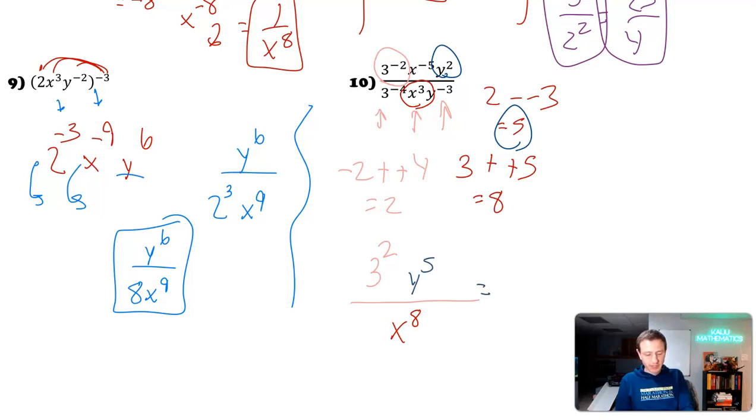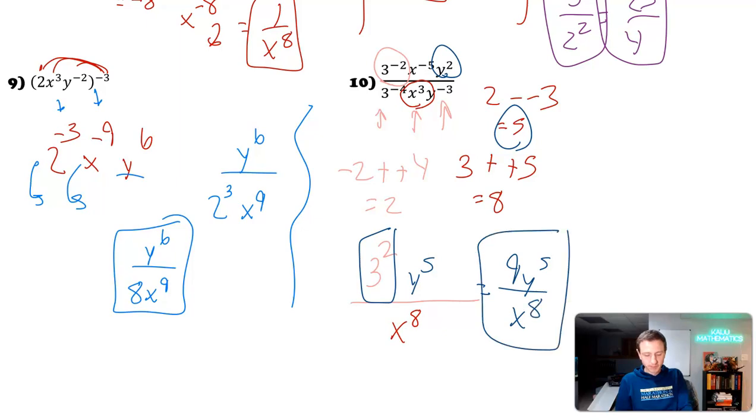The only simplification that I can make is that 3 squared, 3 times 3 is 9, so 9 y to the 5th over x to the 8th. Good set of problems there.